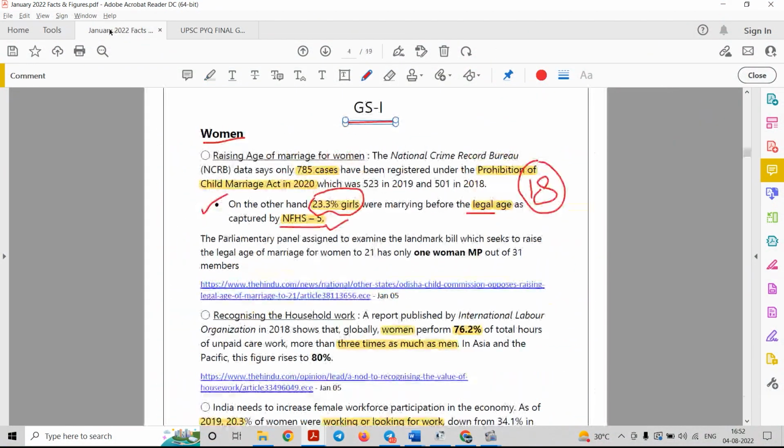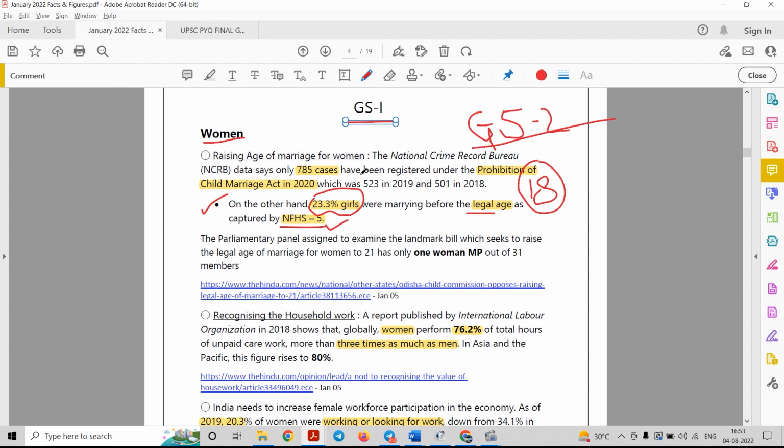Now one more thing that I want to tell you is that you can also utilize this particular fact in your GS2 part, right? In GS2, the social justice part is there, you can utilize it here. Then again in GS4 ethics you can quote such facts if there is a question related to women empowerment or patriarchy or any other issue related to women in GS4, right?